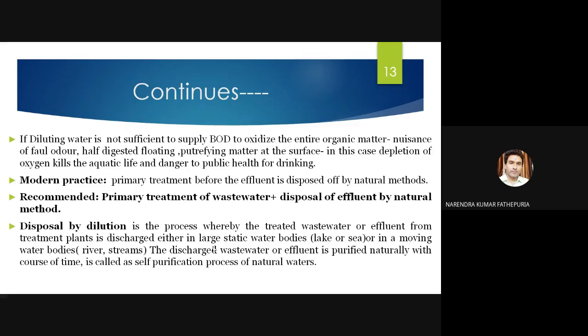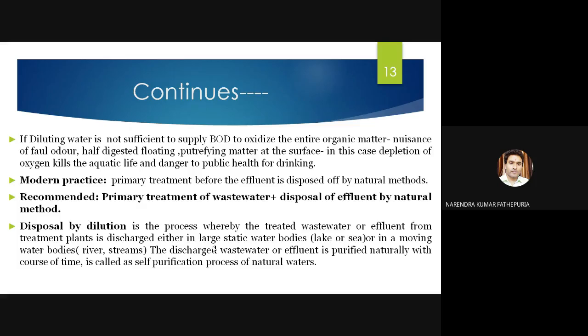If diluting water is not sufficient to supply the BOD needed to oxidize the entire organic matter, the nutrients, half-digested floating matter and putrefying matter appear at the surface. In this case, depletion of the oxygen kills the aquatic life and is a danger to public health. In modern practice, primary treatment before the effluent is disposed of by natural methods is recommended. So go for the primary treatment of the wastewater and then dispose of the effluent by natural methods. The disposal by dilution we'll study first.